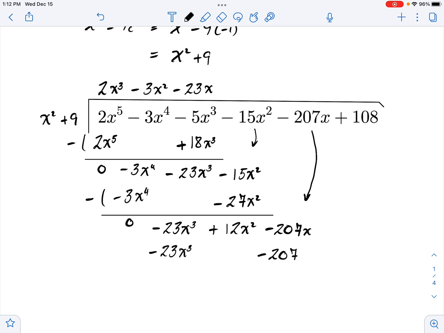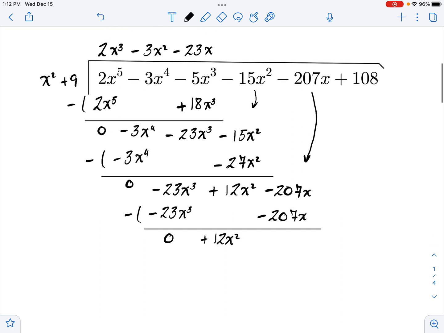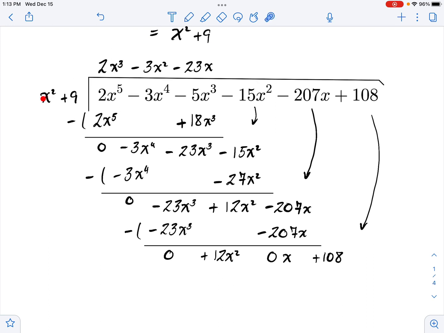Minus 207x, that's what reminded me of it right there. So it's minus 207, and now I subtract. I get 0. 12x squared minus 0 is 12x squared. Minus 207x minus negative 207x is 0x, and then one more time I bring down my last term, that is plus 108. And finally, x squared goes into 12x squared 12 times.